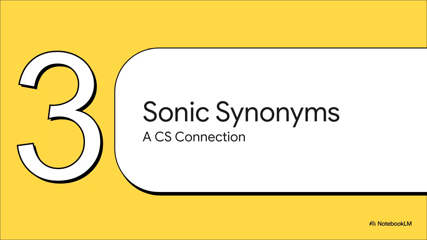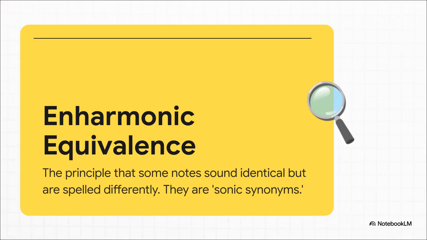All right, let's build on this. We've got our letters and we've got our math operators. But what happens when 2 totally different things can actually mean the exact same thing? Well, this is where we get a little connection to computer science. The concept is called enharmonic equivalence. Whoa, that's a mouthful, I know. But the idea is actually super simple. It just means that some notes sound exactly the same but have different names. I love this term for it, sonic synonyms. They're different words, or in this case notes, for the exact same sound.